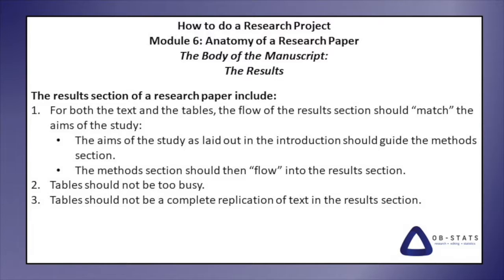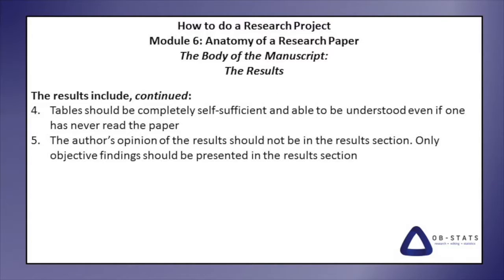Both the text in the tables and the flow of the results section should match the aims of the study. Specifically, the aims of the study as laid out in the introduction should guide the methods section, and the methods section should then flow into the results section. Additionally, the table should not be too busy and should not be a complete replication of text in the results section. Additional characteristics of the results section are that tables should be completely self-sufficient and able to be understood even if one has never read the paper, and the author's opinion of the results should not be in the results section. Only objective findings should be presented in the results section.